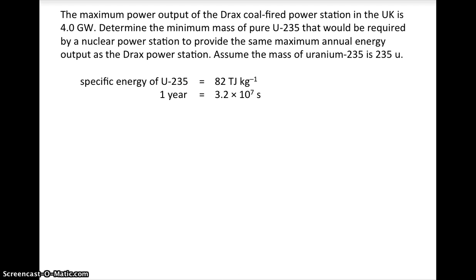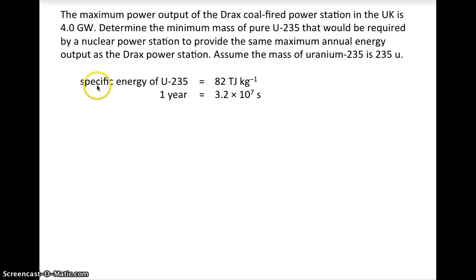Okay, now here's what we're doing. We're saying there's this station which is coal-fired, but pretend for a second it used uranium. How much uranium would we need in 1 year, annual, 1 year, to get the same amount of energy output? So we're sort of comparing the coal-fired power station with the nuclear, the fission, the uranium.